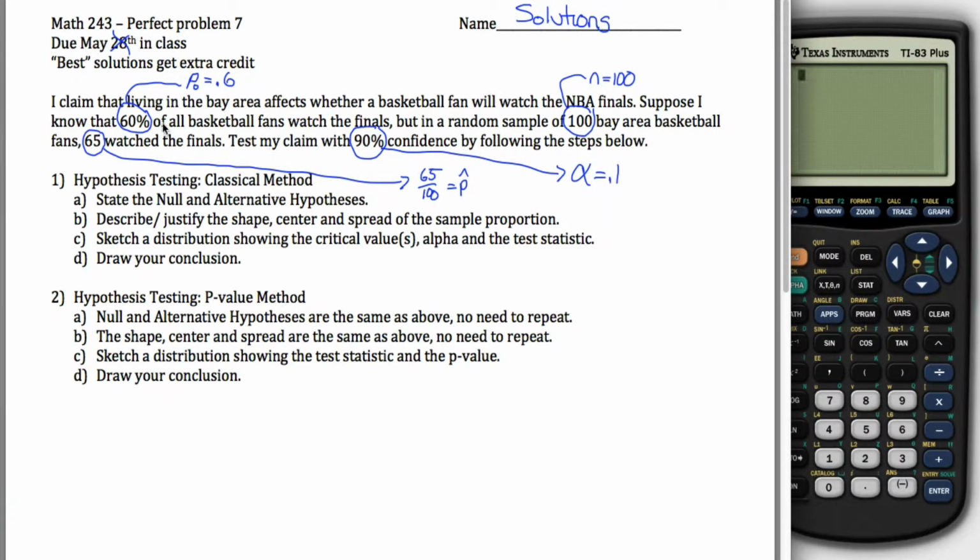And what's the claim? I claim that living in the Bay Area affects. Affects will be a key word here. I don't say that if you live in the Bay, you're more likely to watch the NBA Finals, nor do I say that if you live in the Bay, you're less likely to watch the NBA Finals. I say you're differently likely. It affects. So what that tells me is that I'm going to end up with a two-tailed test. Maybe I underline that. That's a key word. Affects.